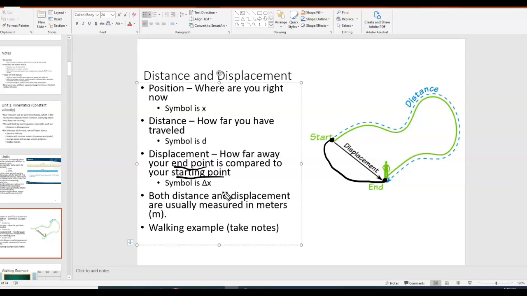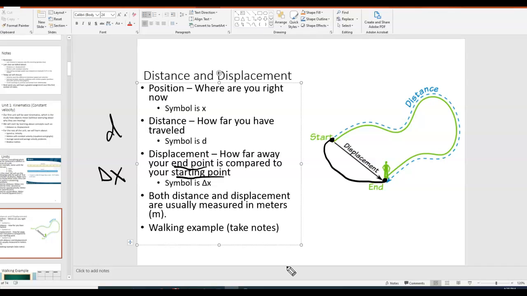Distance depends on how far you have literally traveled. Displacement depends on where your ending position is relative to your starting position. Distance, again, is measured in meters. Displacement is also measured in meters. We write delta x to represent displacement, and we write d to represent distance. The units for both of them are the same. It's just that they mean two separate things.